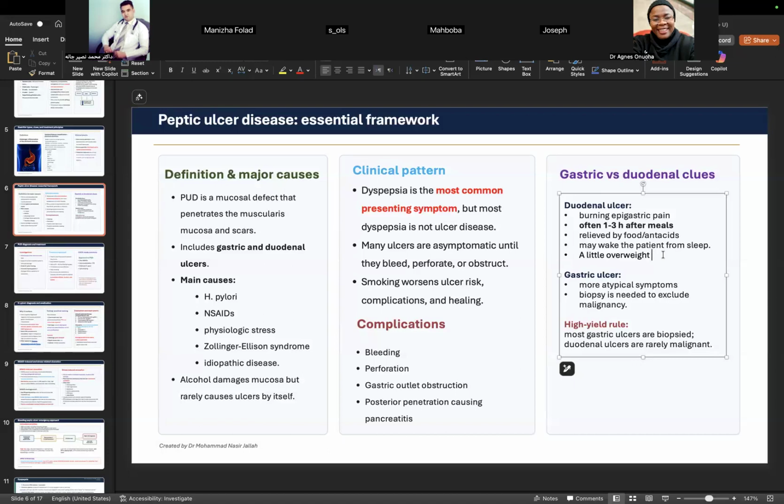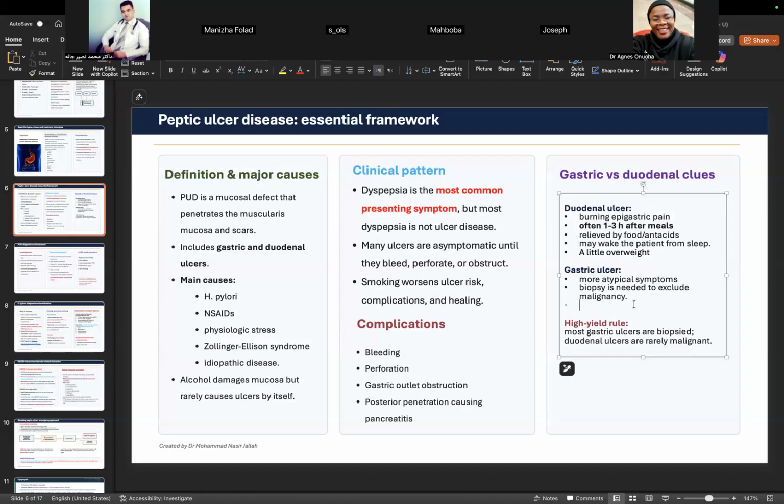Now, on the contrary, the gastric ulcer has more atypical symptoms. It's a little bit different. Now, I can add those specifics. So usually the patient has pain with eating. Like the pain starts as soon as you eat. As soon as. Why? Because the ulcer is in the stomach, right? So as soon as the food touches the ulcer, the pain starts.